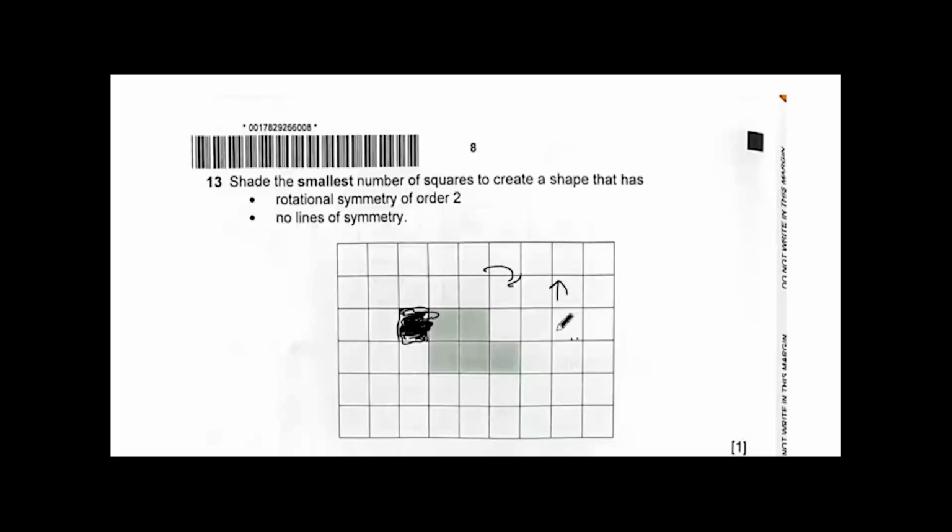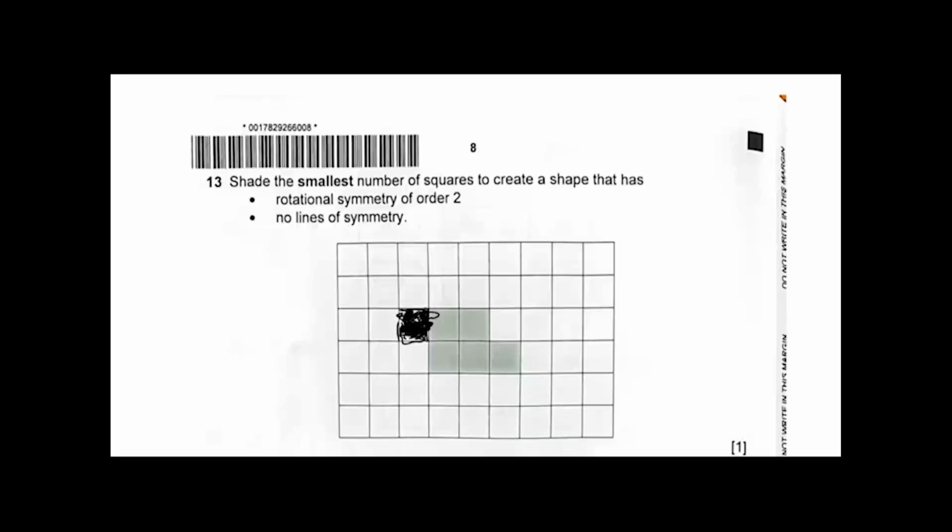If I continue, it will be facing this side and it will look like itself. That is one. If I continue again, it will be facing down and it will not look like itself. If I continue, it will be facing this side and it will look like itself. So that means it has rotational symmetry of order 2. So that means I've shaded the right spot there, which is this one here. Okay, so this is the spot we can shade.